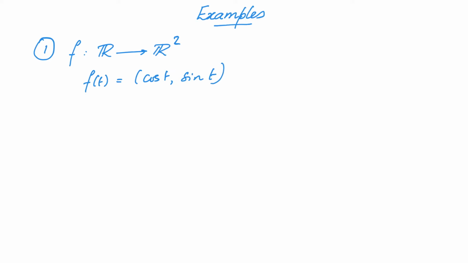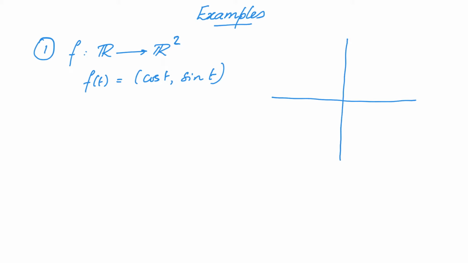In the last video, we discussed how to differentiate a curve. In this video, we will look at some examples. The first example is perhaps the most familiar example of a curve, namely the curve f from R to R2 defined as f of t is equal to (cos t, sin t).